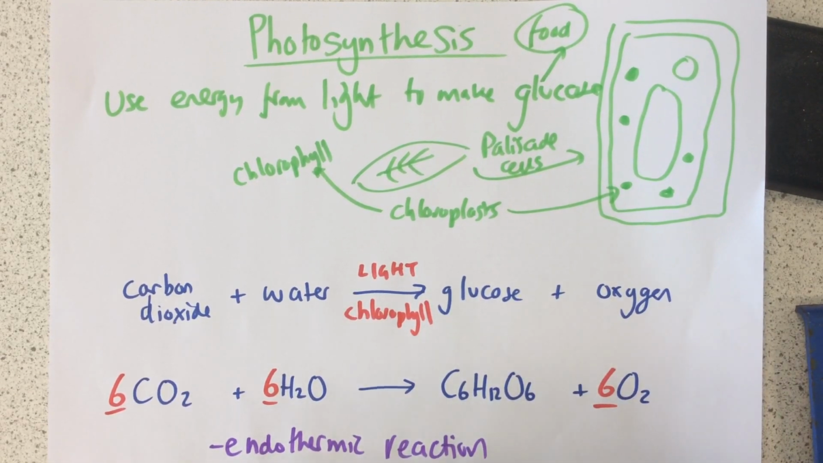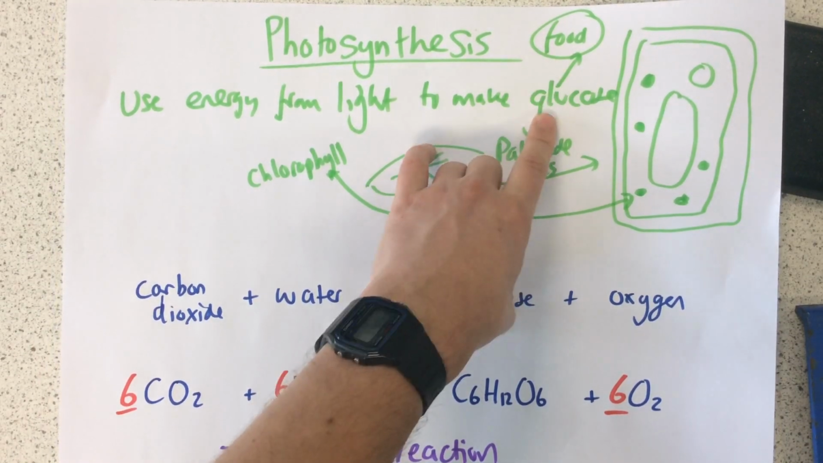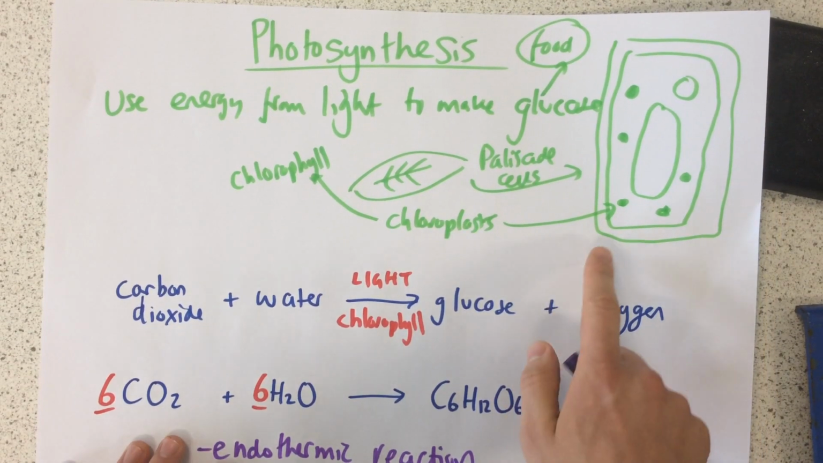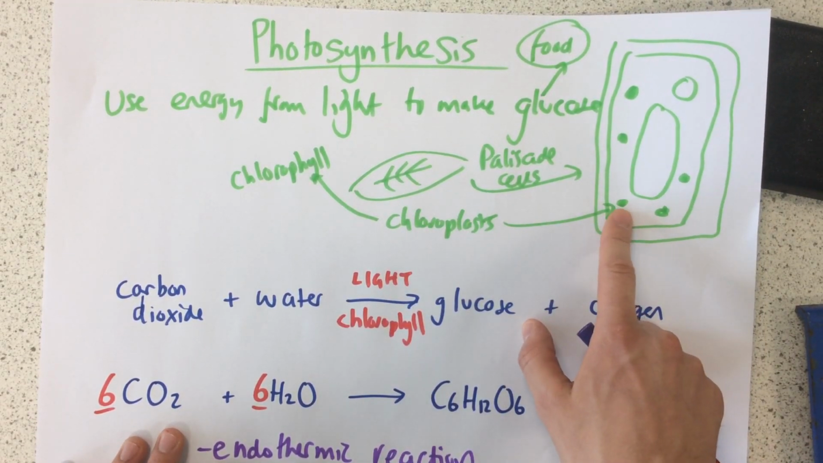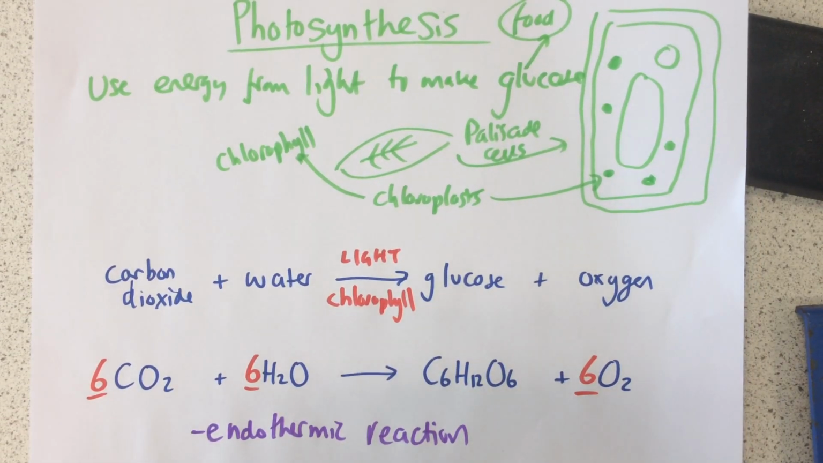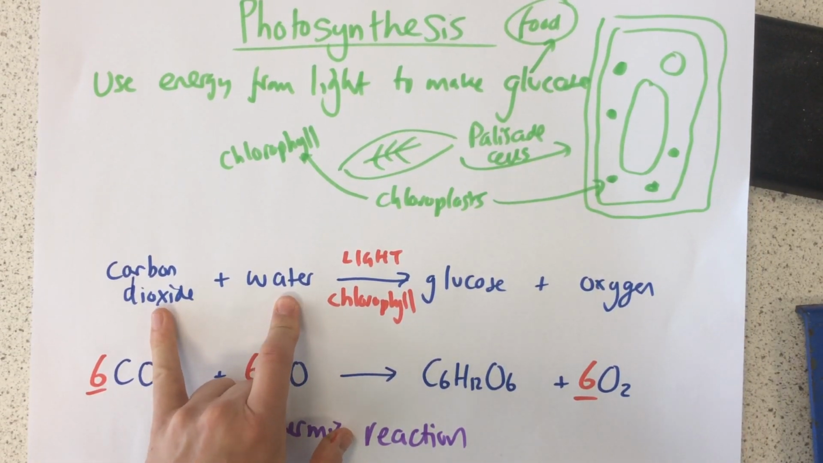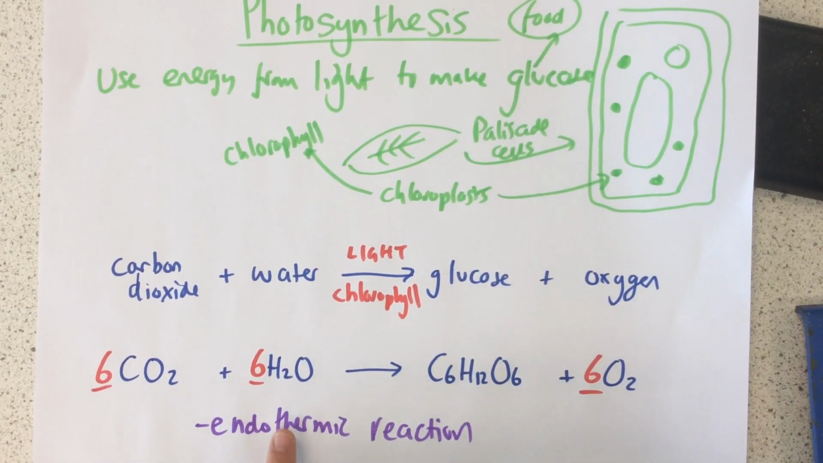So just to summarise, photosynthesis is how plants make glucose, which is essentially their food. Photosynthesis occurs in leaves, within palisade cells, and particularly within the chloroplast, that's the organelle that contains chlorophyll. The reactants are carbon dioxide and water, and the products are glucose and oxygen. This is an endothermic process.